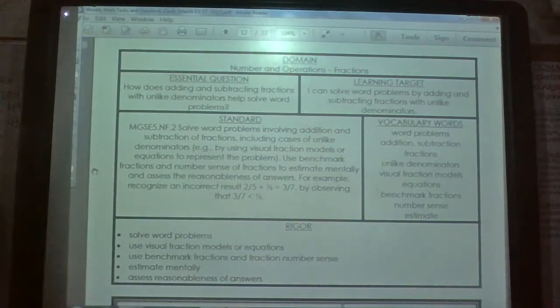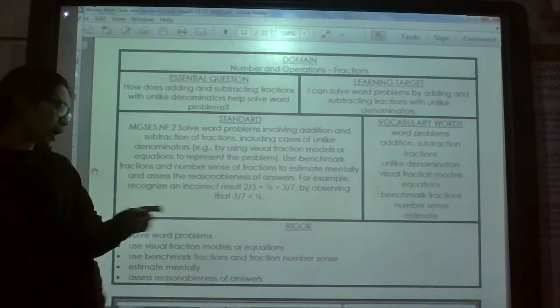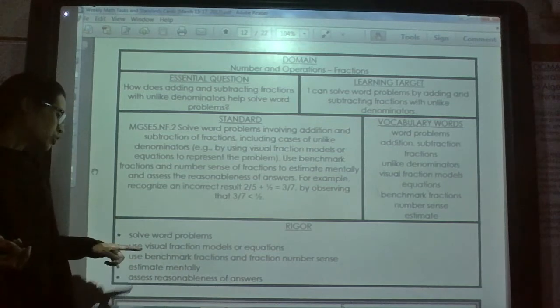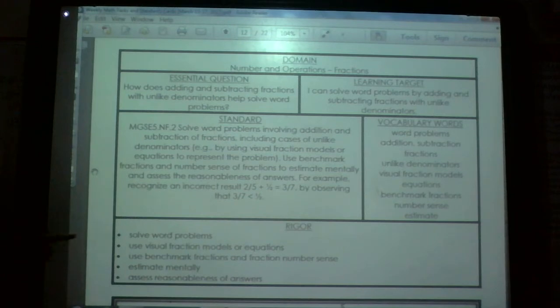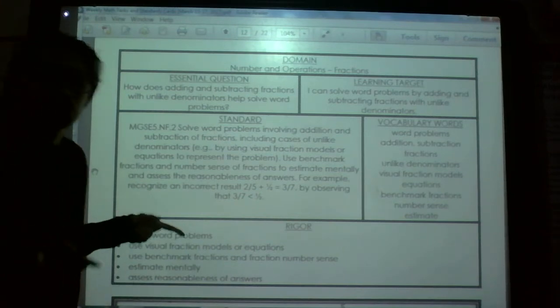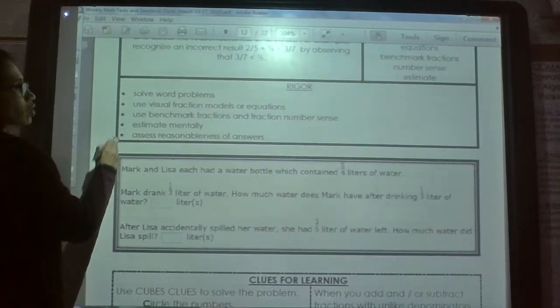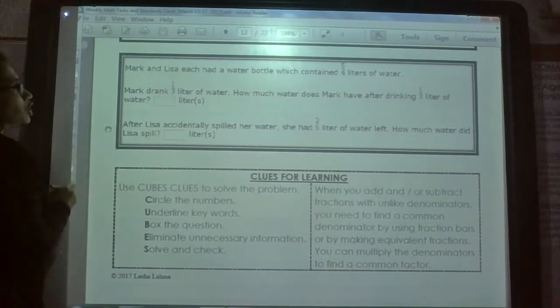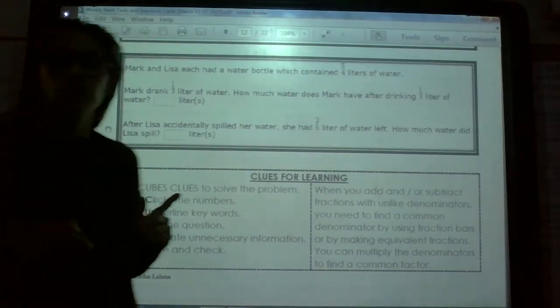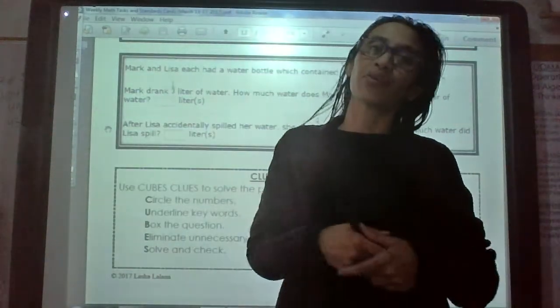And our rigor, our challenge for this task, is to solve word problems, use visual fraction models or equations, use benchmark fractions and fraction number sense, estimate mentally, and assess the reasonableness of answers. Are you ready to begin? Let's go do some math. All right, so this is the task that we are working on. If you just happen to click the wrong video, go ahead and do this one if you want, or just find the other one, okay?